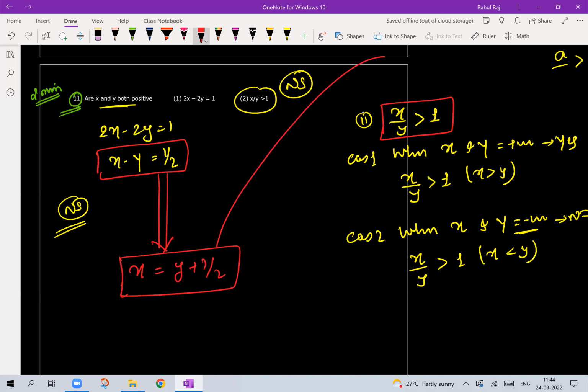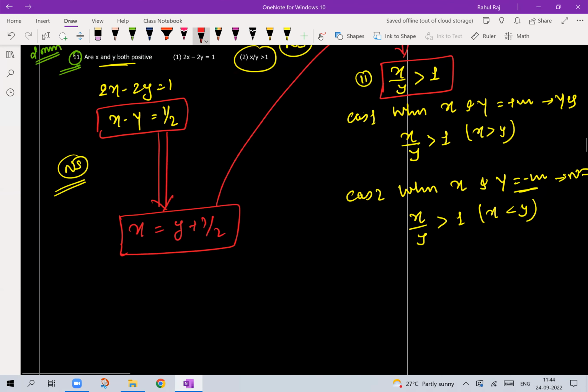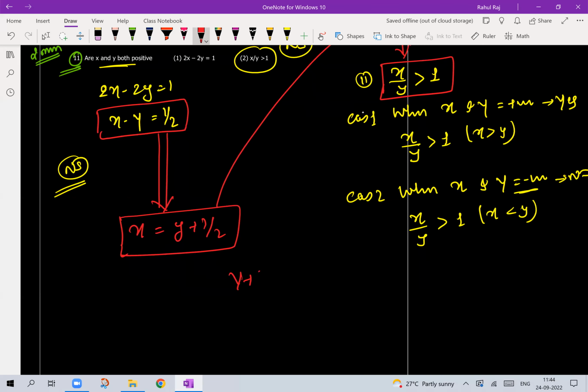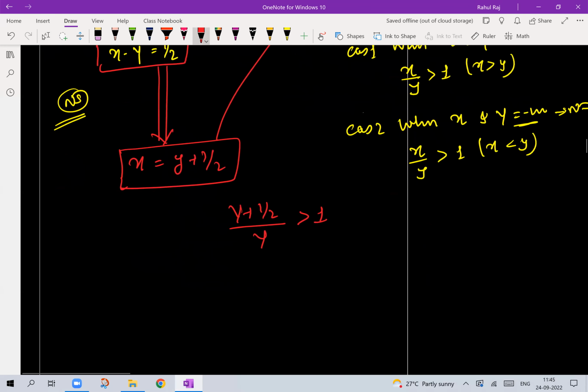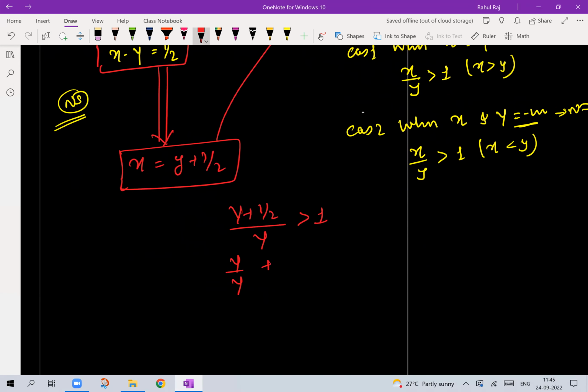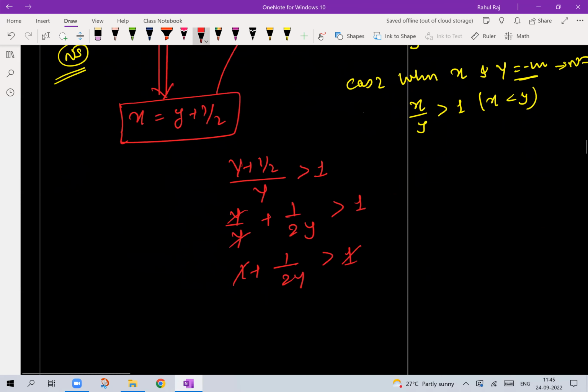Put the value of x from option number 1 into option number 2. Value of x is what? y plus half. Put it over there. You will get (y plus half) over y greater than 1. That is nothing but y over y plus half y greater than 1. y over y is cancelled. So 1 plus 1 over 2y greater than 1. 1 cancels out. So 1 over 2y is greater than 0.